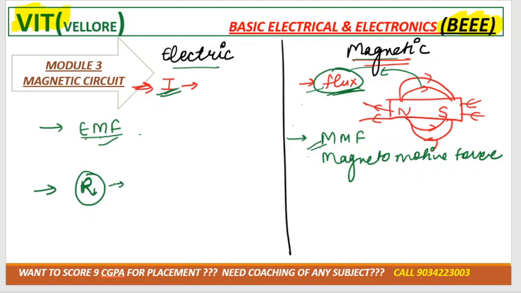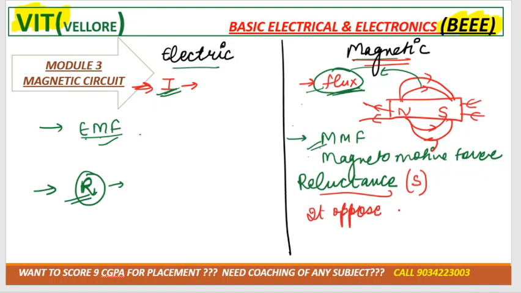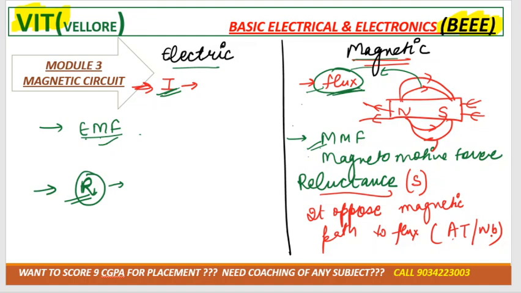Okay, resistance opposes the flow of current, but in case of magnetic circuit, that is reluctance. Reluctance does the same work in the magnetic circuit as resistance does here. Reluctance is denoted by S. Basically, if you want to write down, it is the opposition, it opposes the magnetic path to flux. Okay, and its unit is ampere turn per Weber. A for ampere, T for turn, per unit Weber.